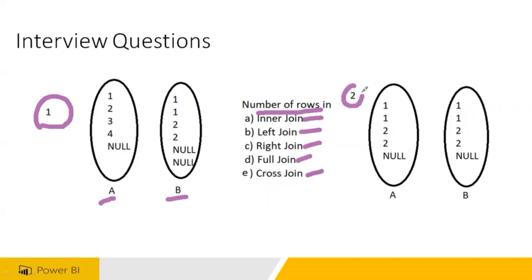The second question is this. I have 1, 1, 2, 2, null. You take a screenshot on the mobile phone, or you can watch the video. And for this question also, you need to answer all these things. Clear? So 1, 2, 3, 4, null, and 1, 1, 2, 2, null, null. I want to know your answers in tomorrow's class without fail.